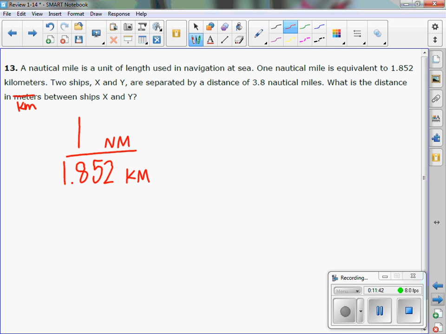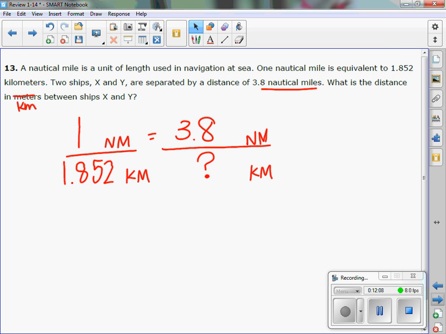Two ships, X and Y, are separated by a distance of 3.8 nautical miles. What is the distance in kilometers? So they told us 3.8 nautical miles. If I have nautical miles on top on my left, I need nautical miles on top on my right as well. So that's 3.8 kilometers, and this is the piece that we're solving for.